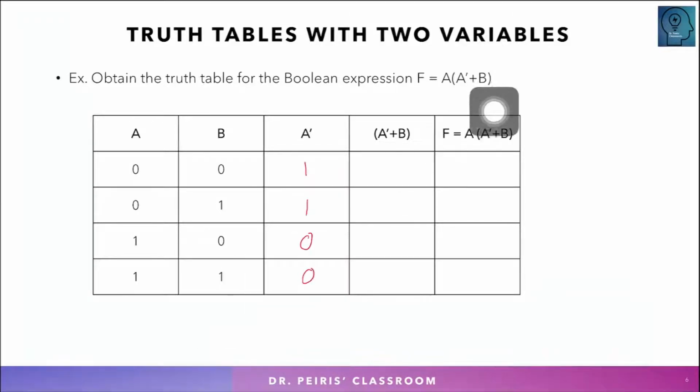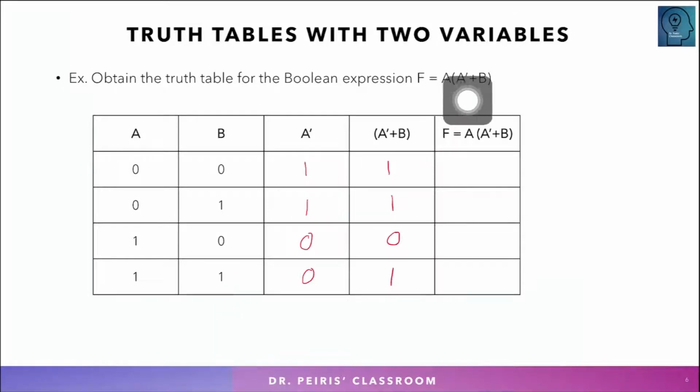And then once you complete that, you see there is a parenthesis, so you must do that first. This column is for the parenthesis A prime OR B. We are looking at these two columns and doing the OR operator because it is plus. If one input is 1, the output has to be 1. So this is 1 1. In this case both are 0, which means it is 0. Here this is 1, B is 1, so the output is 1.